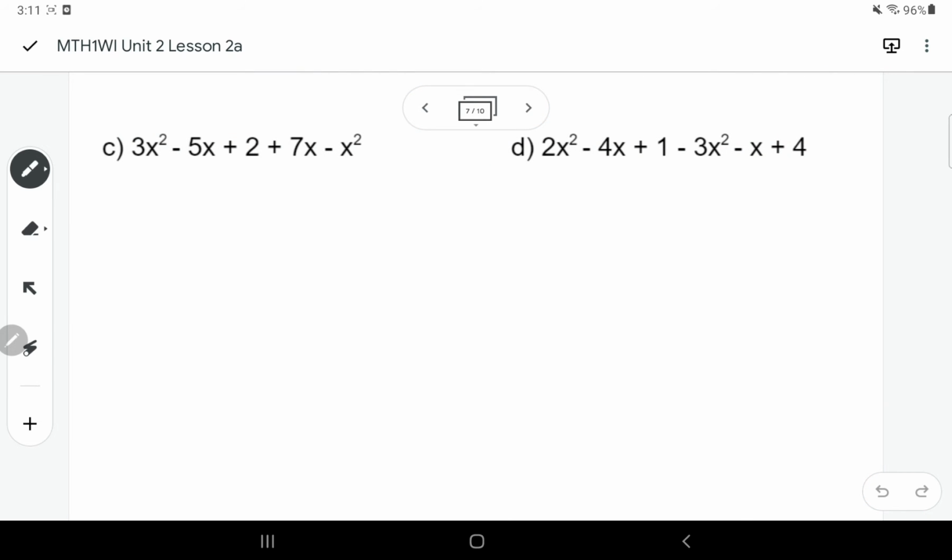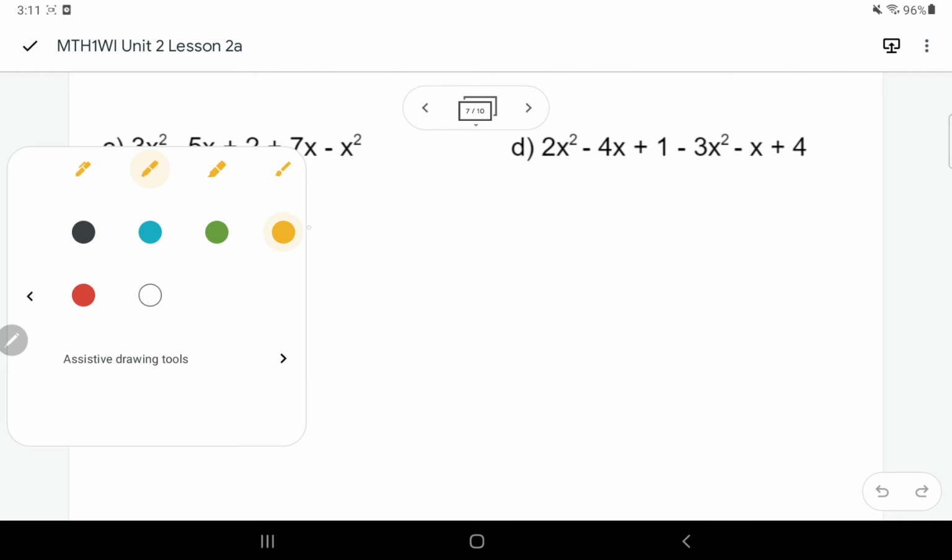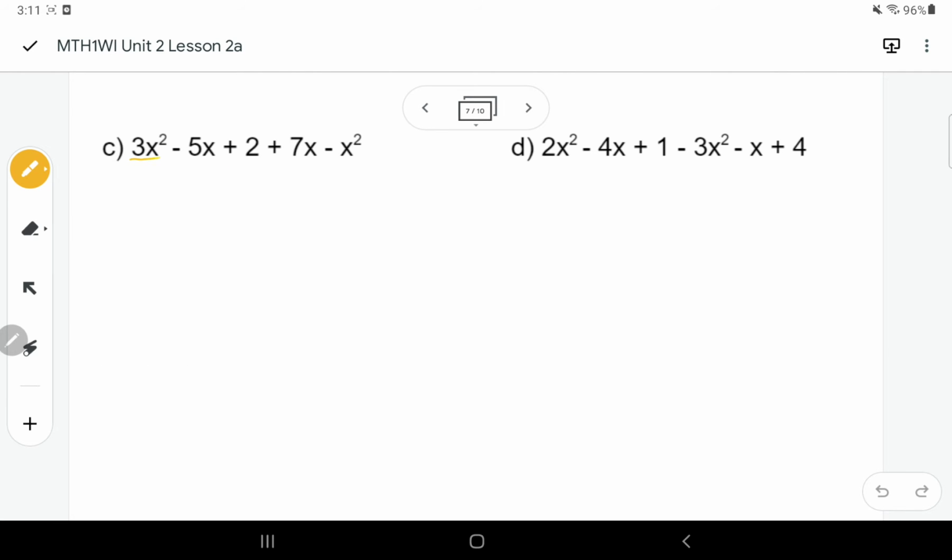I'll do a couple more. And the color coding I think you're going to find is probably really helpful. So this one, I've got 3x squared to start off. I'm going to look through the whole list of things over here. Does anything else have an x with an exponent 2? And I see one here. Underline that in yellow. That's a negative x squared. And remember, if there's no number in front, we can make it a 1.